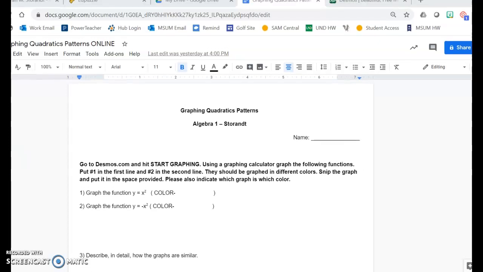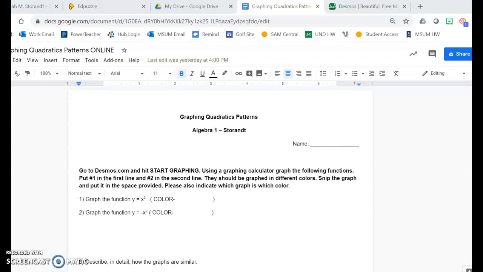So you will notice that I have a Google Doc linked for you and I made a copy for each student, so once you open it you can type right on it. But it's going to look something like this. It's called Graphing Quadratics Patterns Worksheet.